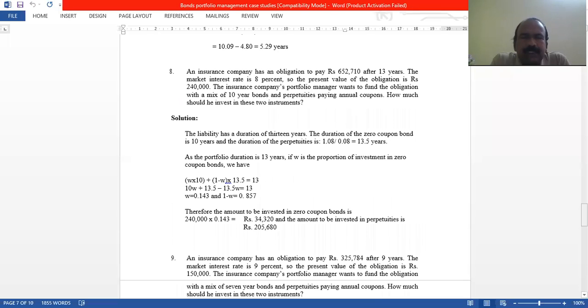So look at that, the case study. It is given in your LMS. An insurance company has an obligation to pay 6,52,780 after 13 years. The market interest rate is 8%. That is, the yield is 8%. The present value of the obligation is 2,40,000.